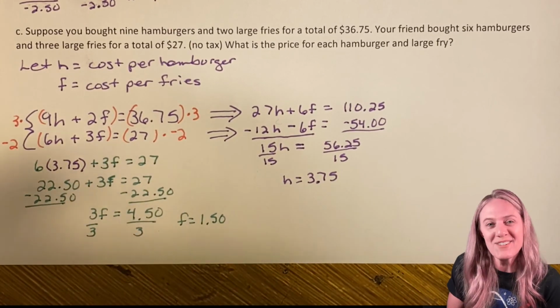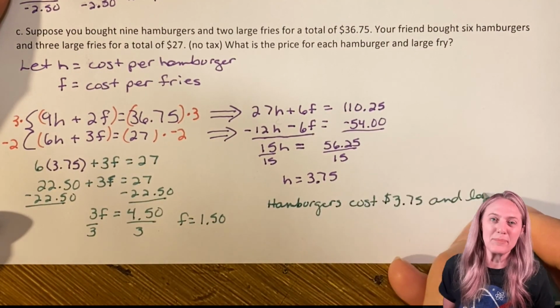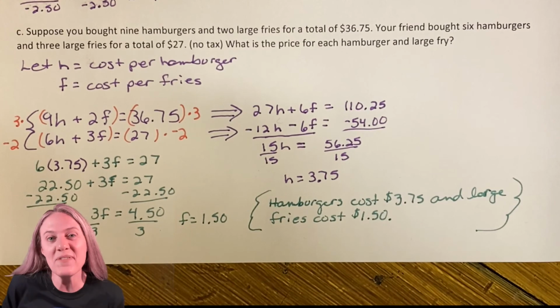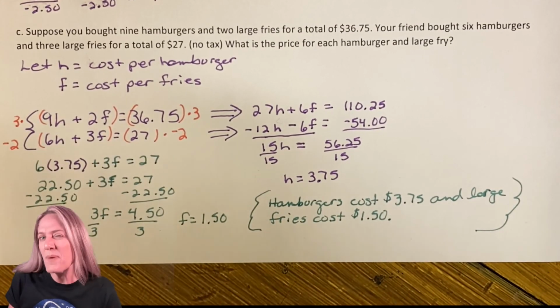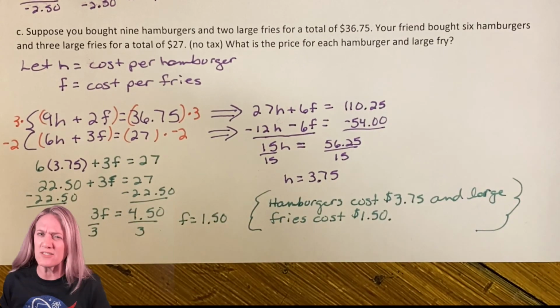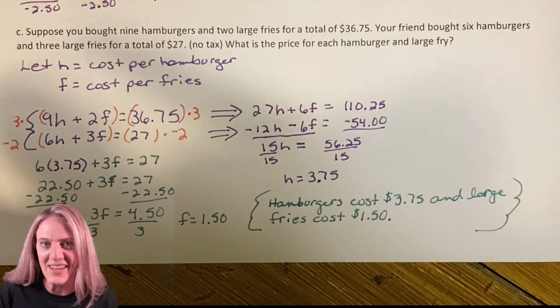So we have fries are $1.50. Now finish up, write your answer in context of the problem. How did you write your final answer? Was it like I did? Did you make sure your dollar sign was in front? Did you make sure when you wrote $1.50, you didn't just put $1.5? That's not how we write money, right?